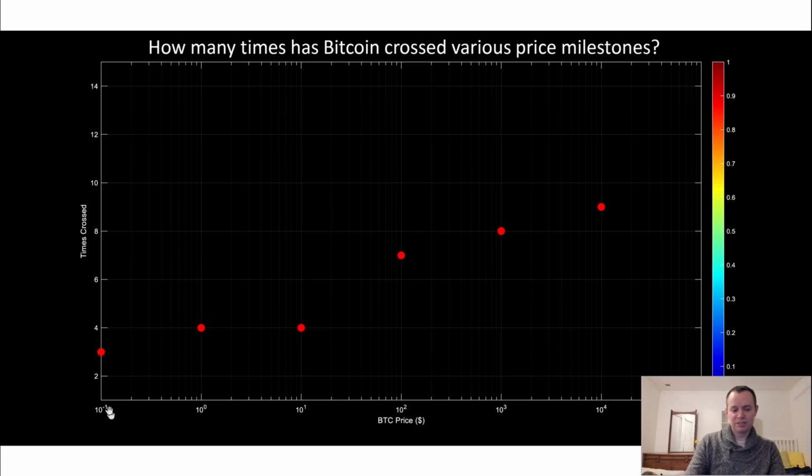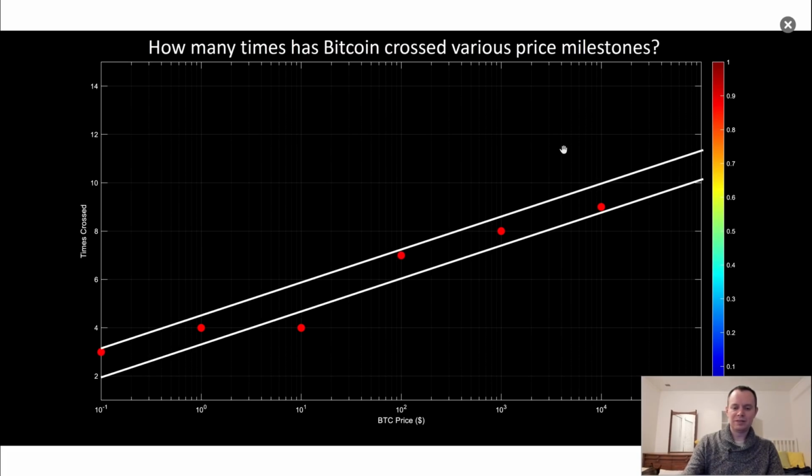I mean, we crossed 10 cents 3 times, we crossed $1 4 times, $10 4 times, $100 7 times, $1,000 8 times, $10,000 9 times. But note that because we are currently below $10,000, then to ever go on to see higher numbers than 10,000, let's say we were to go to 75,000 or something, we certainly have to cross 10,000 to get there. So this point is going to get shifted up to at least 10 crosses at a minimum if we were to continue going up.